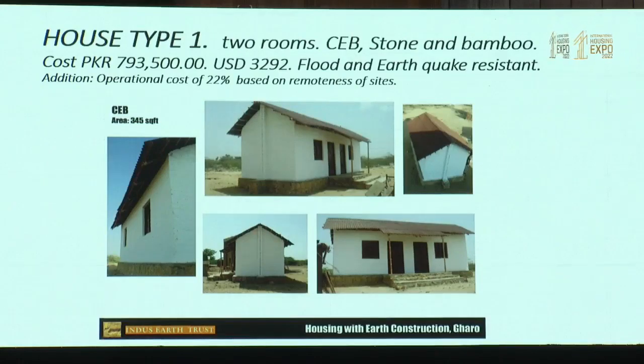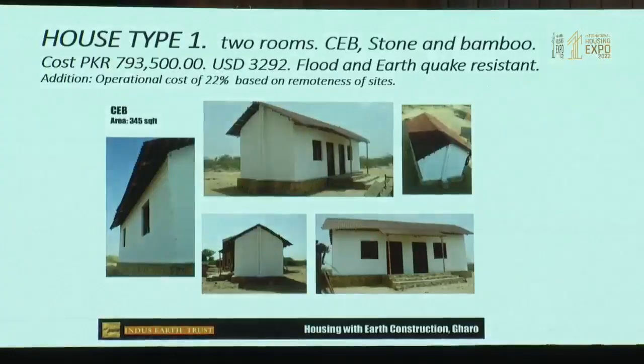We built 50 houses in a building that was built in 2010, funded by the UNDP. This picture was taken about a month ago, or maybe 3 weeks ago, so you can see the condition of the building. It's standing very well. It is made out of CEB blocks.